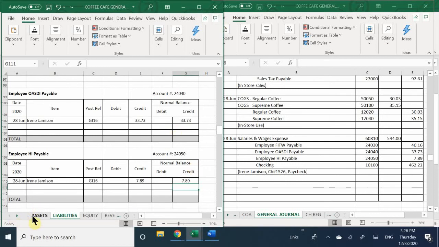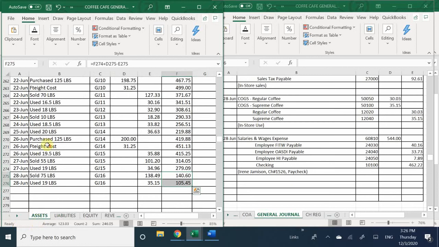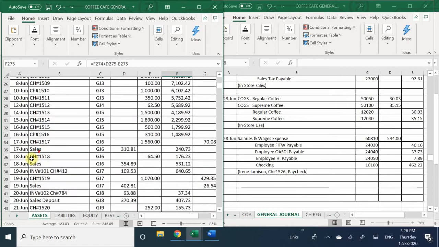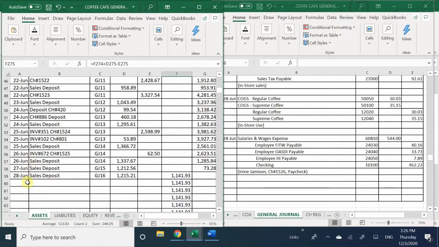And then, last but not least, we have to go to our checking, under our assets, at the very top, and record our check that we wrote. 628. Check number 1526. General Journal 16. And this again is going to be on our credit side.